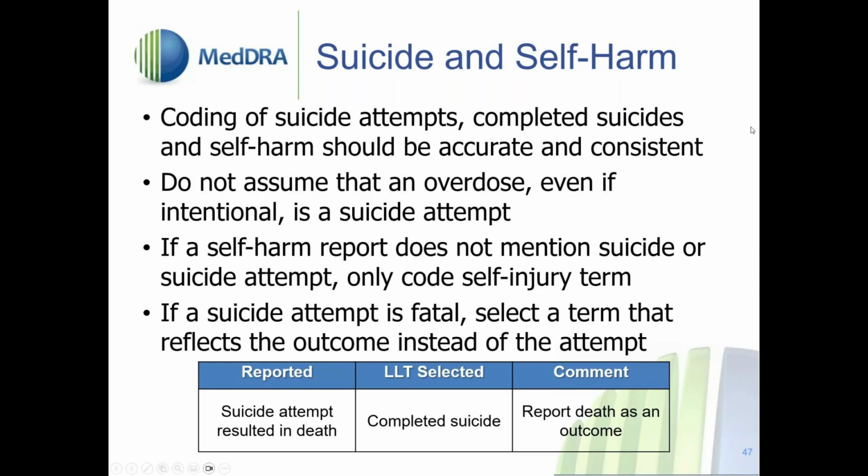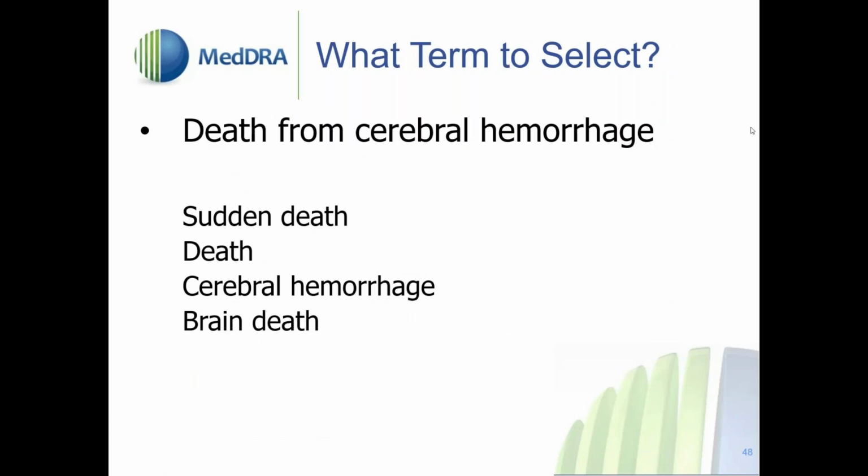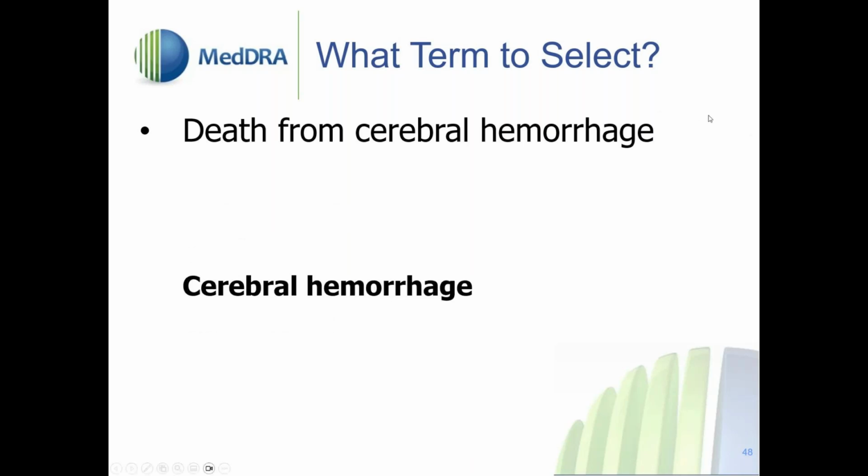So here's an example: death from cerebral hemorrhage. The type of death is not specified. There's no additional clinical information in the word death. It is an outcome. I do expect to see it as an outcome, maybe a serious criteria, maybe a specific form that I have in my CRF capturing death detail, but I'm really interested in the cerebral hemorrhage because this part of the report is important to capture an LLT for. The outcome I can capture in its own specific field.